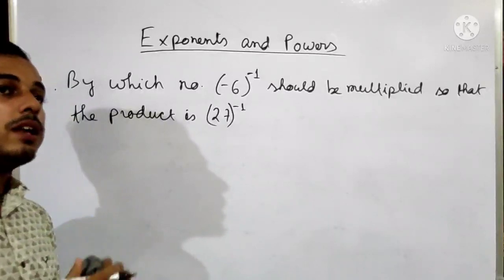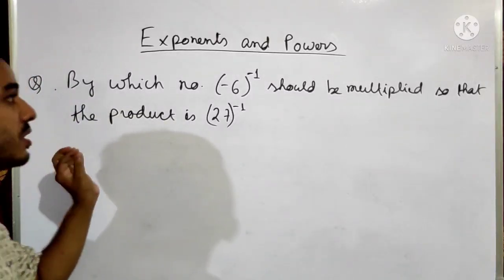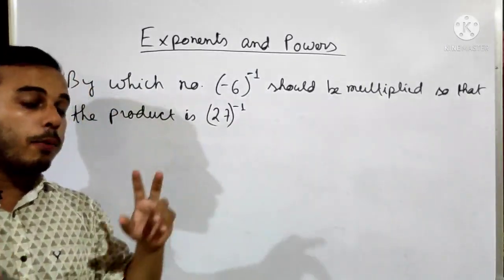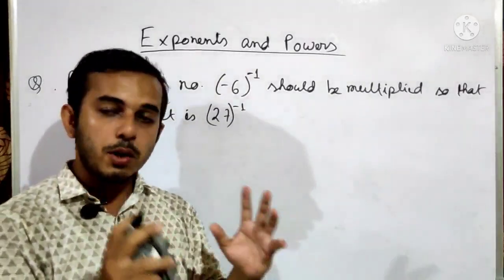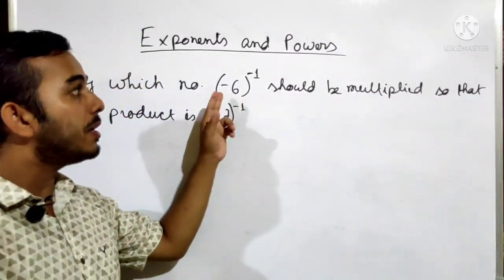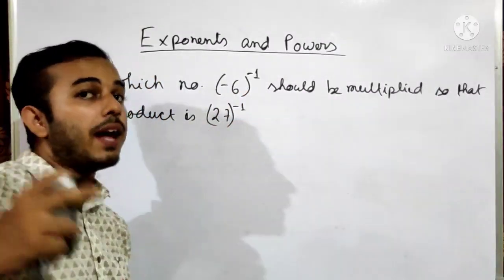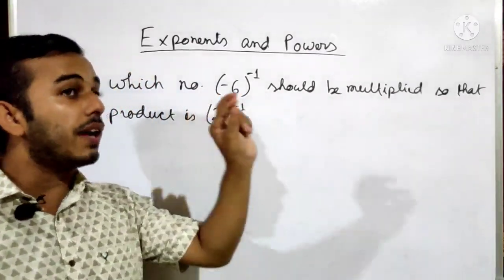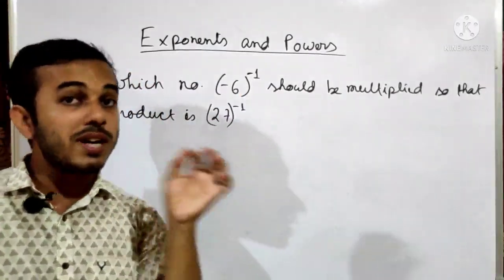So what did the question ask? By which number -6 power -1 should be multiplied. Product means if we multiply two numbers, the result is known as the product. Here one number is given, that is -6 power -1, and we have to find the other number, such that the product of this and the other number must be this one. So what is that number?